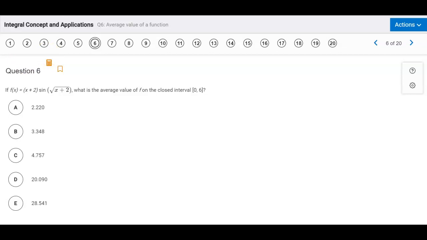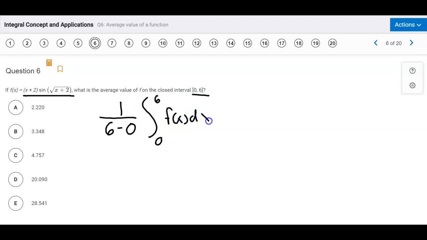All right, so if f of x is equal to this function here, what is the average value on the closed interval? I know you guys know how to do that one. Got to know how to do that one. Average value is 1 over b minus a, integral from 0 to 6 of your function. And I think I'm going to let you guys go ahead and handle it from there on your calculator.